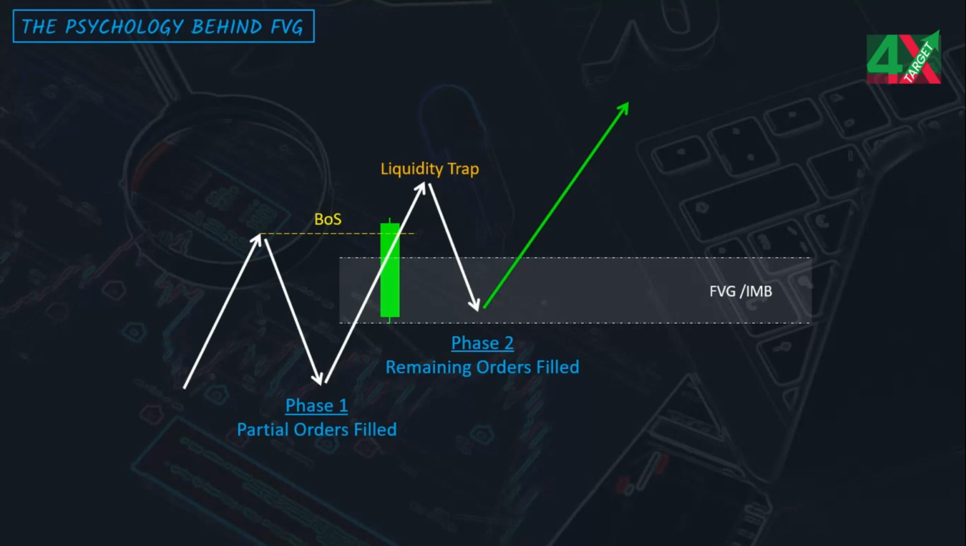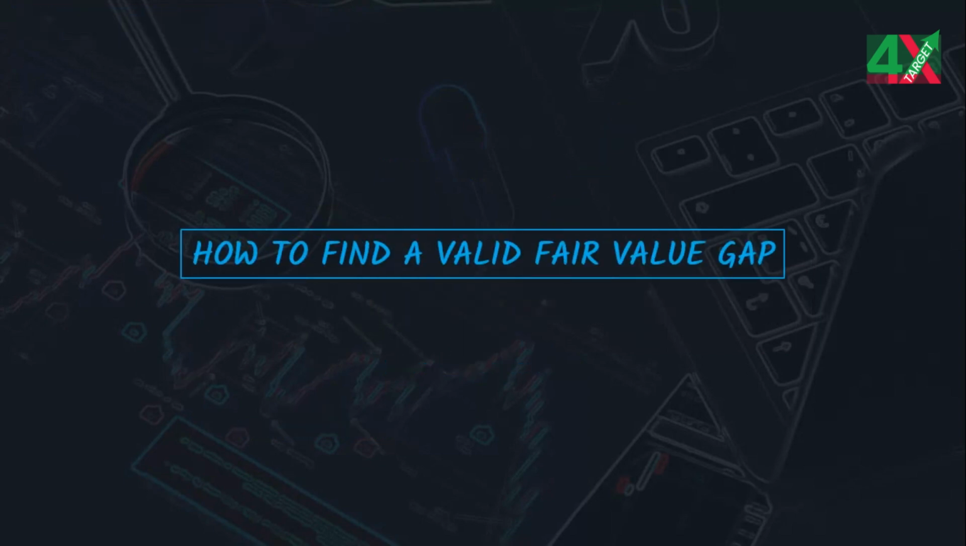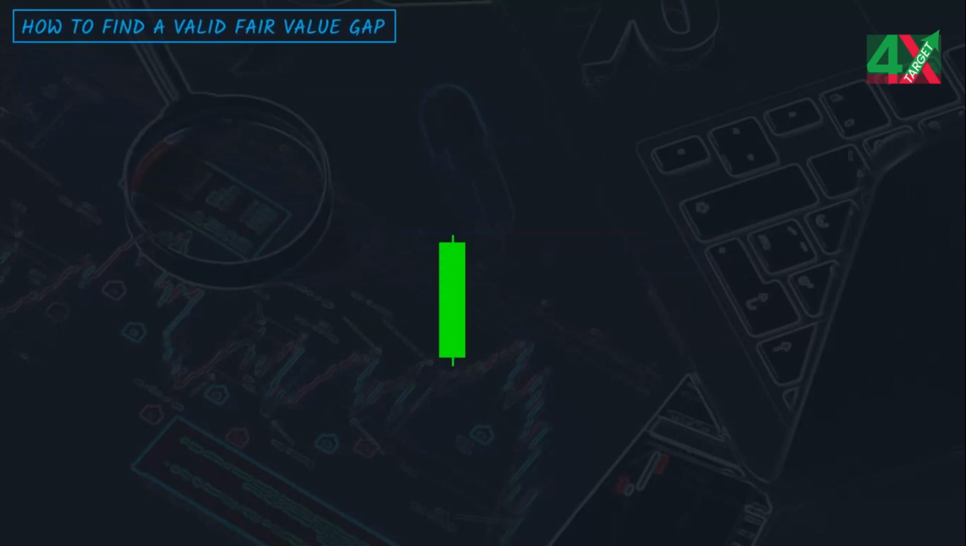Now that we understand both the technical and psychological side of FVGs, the next question is: how do we spot a valid fair value gap, and how do we mark it the right way? A valid FVG must form after a large, impulsive candle, usually with a long body and small wicks. This shows that price moved quickly with strong momentum, driven by institutional orders, not random noise. As mentioned earlier, the gap should appear between the first and third candle's wick, where they don't overlap.